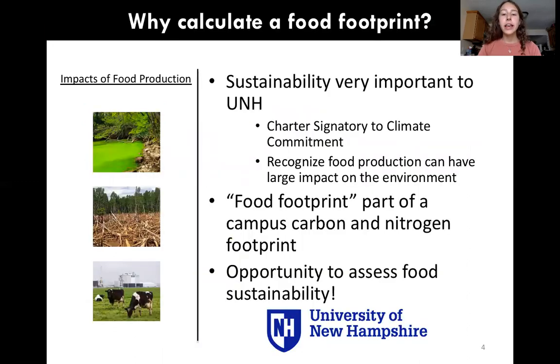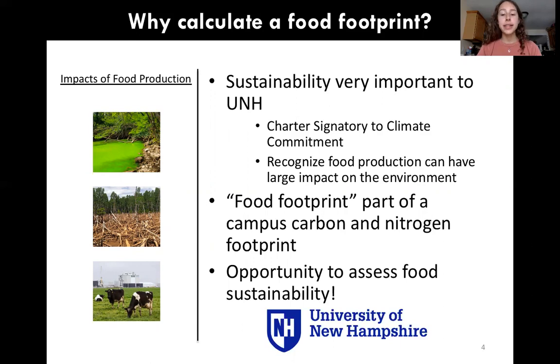So why calculate a food footprint? Well, sustainability is very important to UNH. We were one of the first charter signatories to the climate commitment, and we recognize that food production can have a lot of sustainability implications to the environment. Some examples of that include eutrophication, land degradation, soil degradation, as well as many others. If you're interested in learning more about the impacts of food production to the environment, please refer to the SciMap food webinar, also posted to the SciMap website.